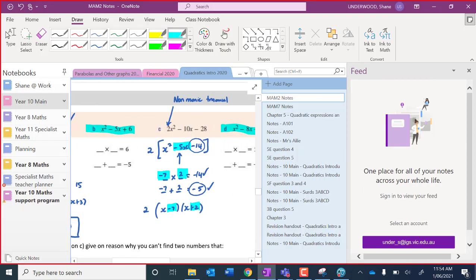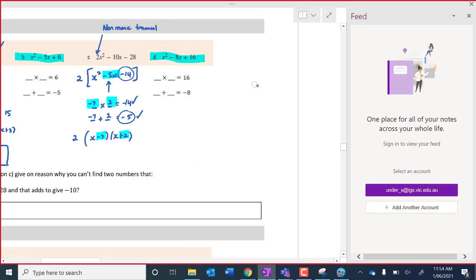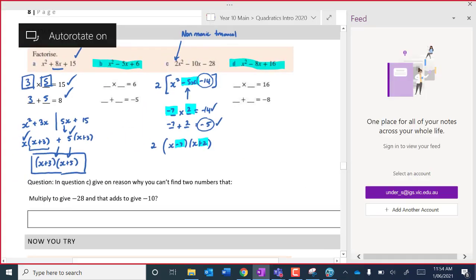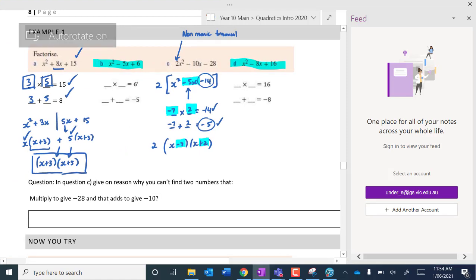I couldn't really find this one, but I knew that one had to be a negative because there's a negative 5 at the end, so one number must be a negative. Is that right? Yeah, that's right. So one number has to be a negative.